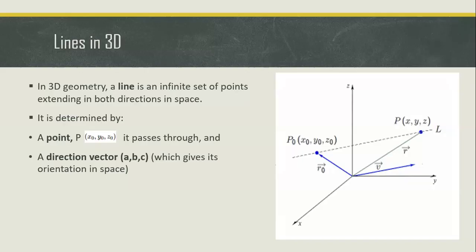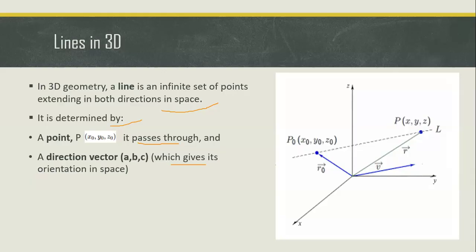And here we have a definition. In 3D geometry, a line is an infinite set of points extending in both directions in space. It is determined by a point P0 that is (x0, y0, z0) it passes through, and a direction vector (a, b, c), which gives its orientation in space.